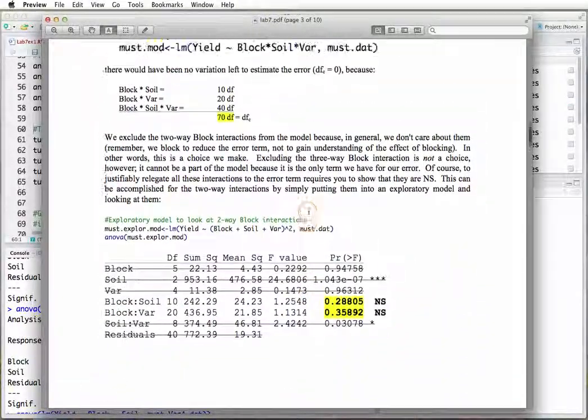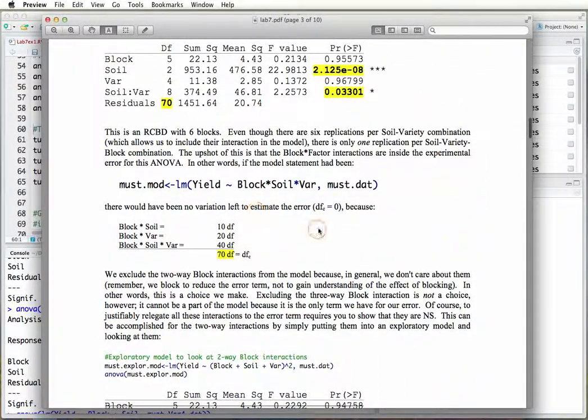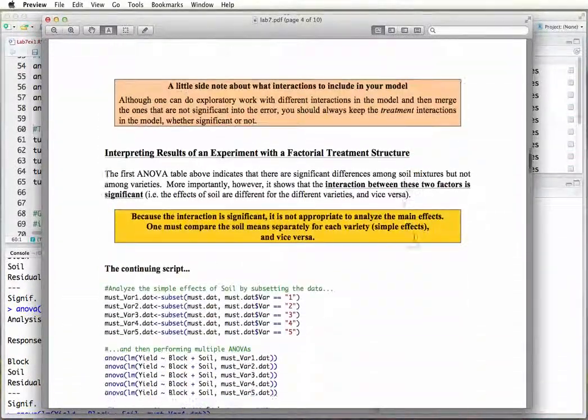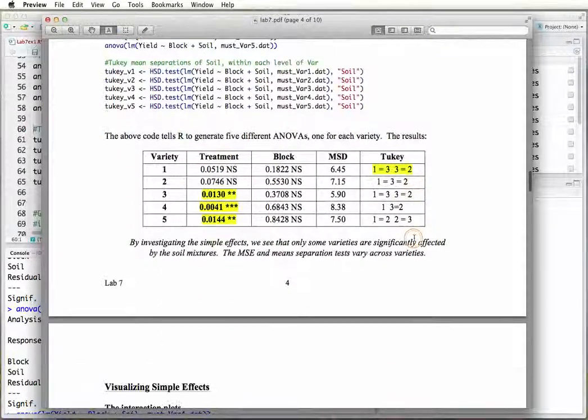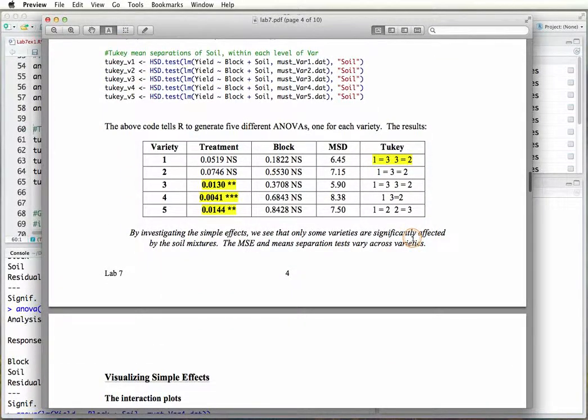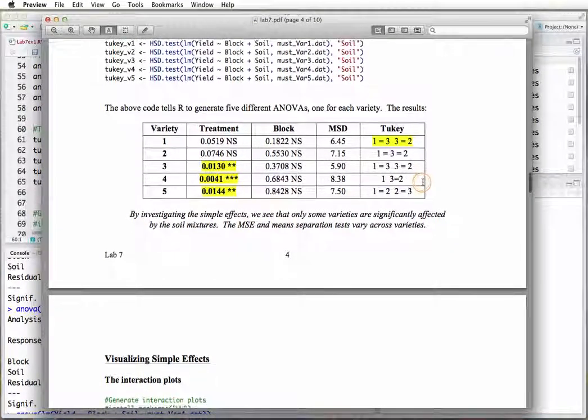Okay, so here on page 3, I talk a lot about the degrees of freedom of the interaction, what's being used for error and what isn't. You should take a look at that. And yeah, so here on page 4, I've gone through and summarized the results of all of that, subsetting by variety. This is the effect of treatment, the effect of block, what the minimum significant difference is, and what the Tukey tests would show in each of those cases.